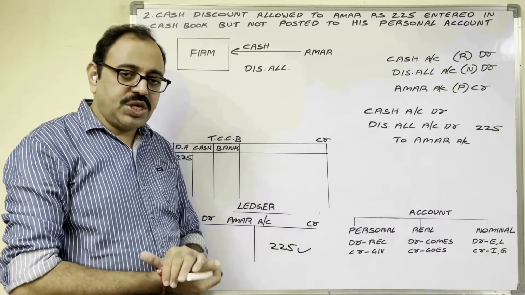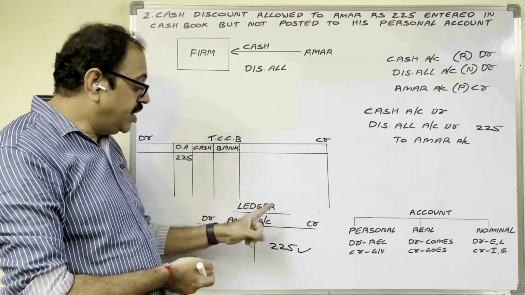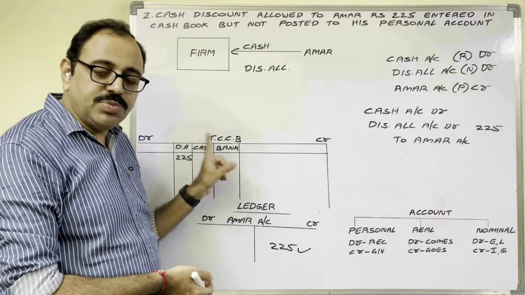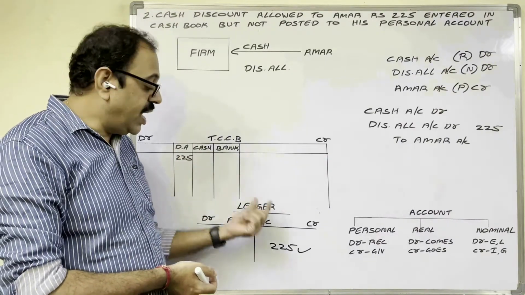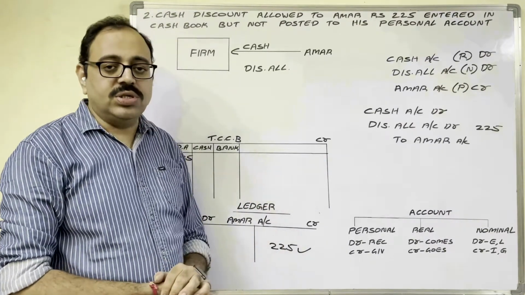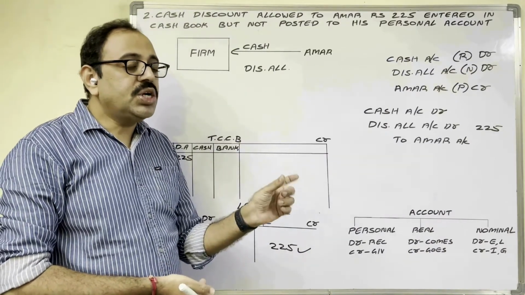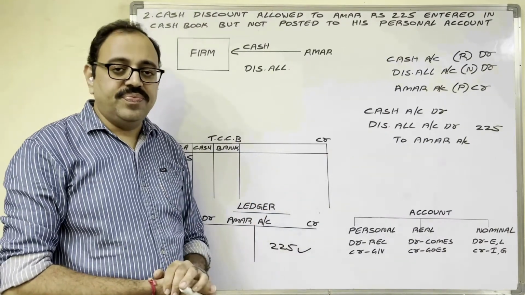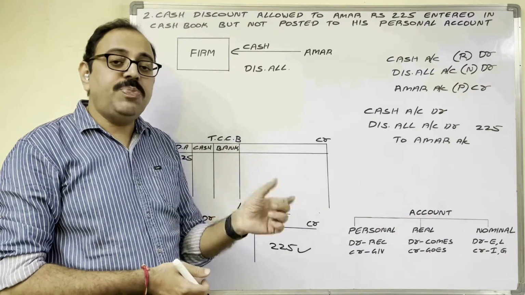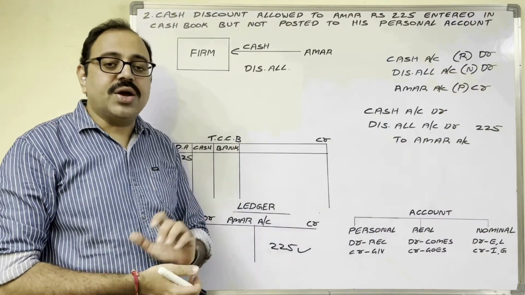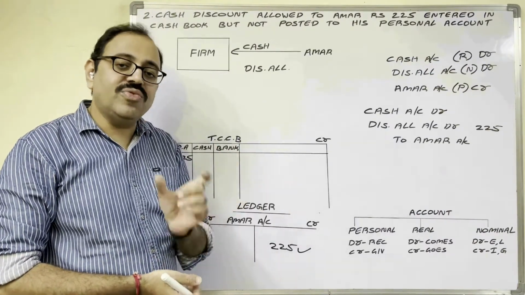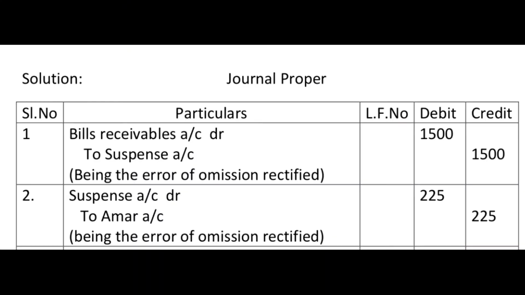Then to complete the double entry, which account should be debited? We are using suspense account in this problem and error is only in one account. In cash book there is no error. So when error is committed in only one account, with the help of suspense account we should complete the double entry. Therefore entry is suspense account debtor to Amar account 225, 225. Narration, being the error of omission rectified.